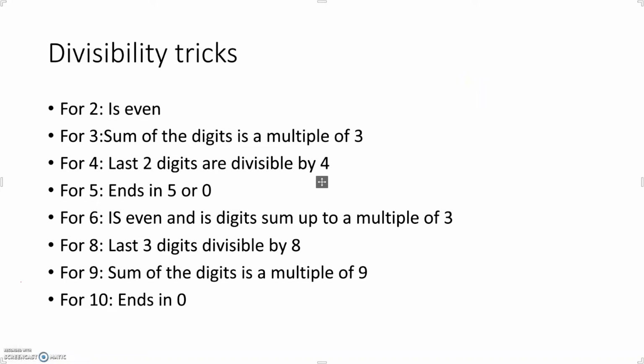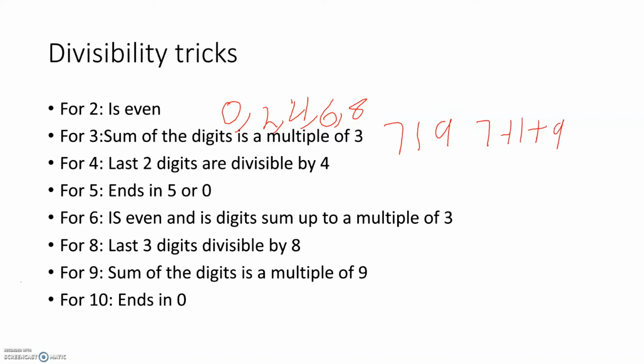Divisibility trick. For a number to be divisible by 2, it must be even or end in a 0, 2, 4, 6, or 8. For a number to be divisible by 3, the sum of the digits must be a multiple of 3. An example of this is the number, let's say, 719. The sum of the digits would be 7 plus 1 plus 9, which is equal to 17, and 17 is not a multiple of 3.